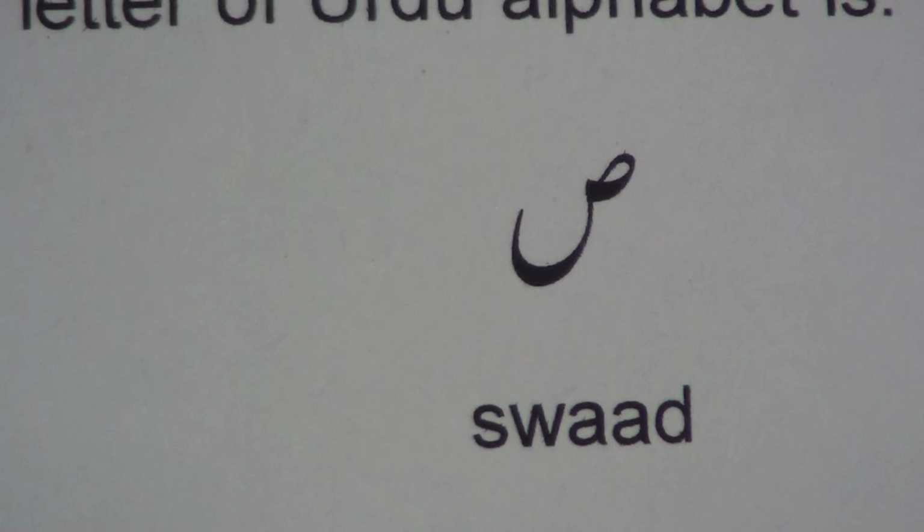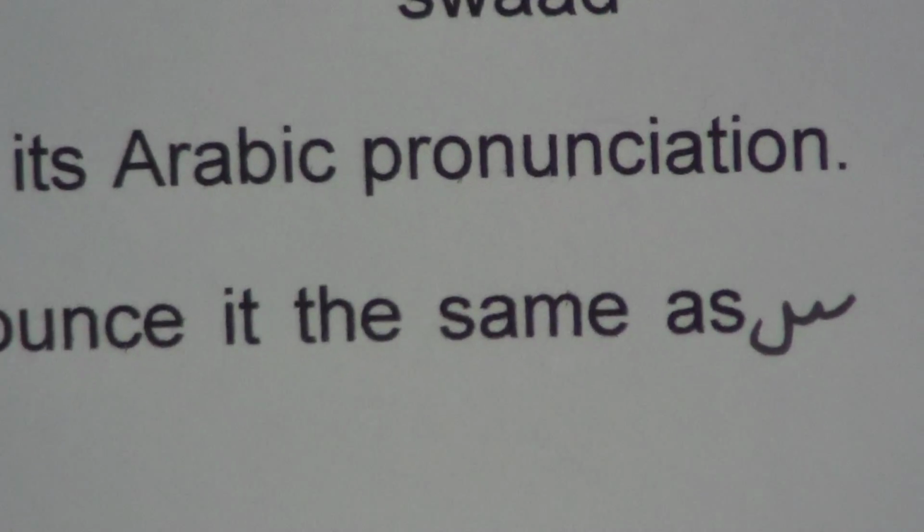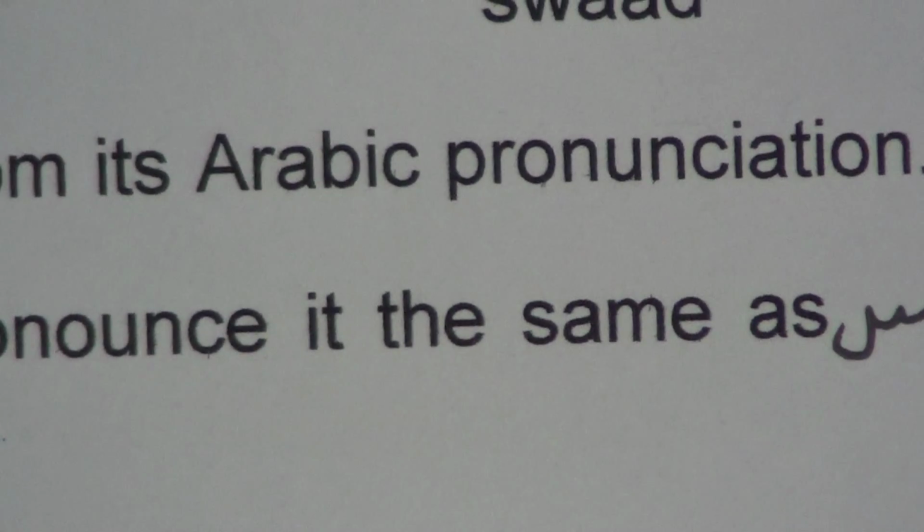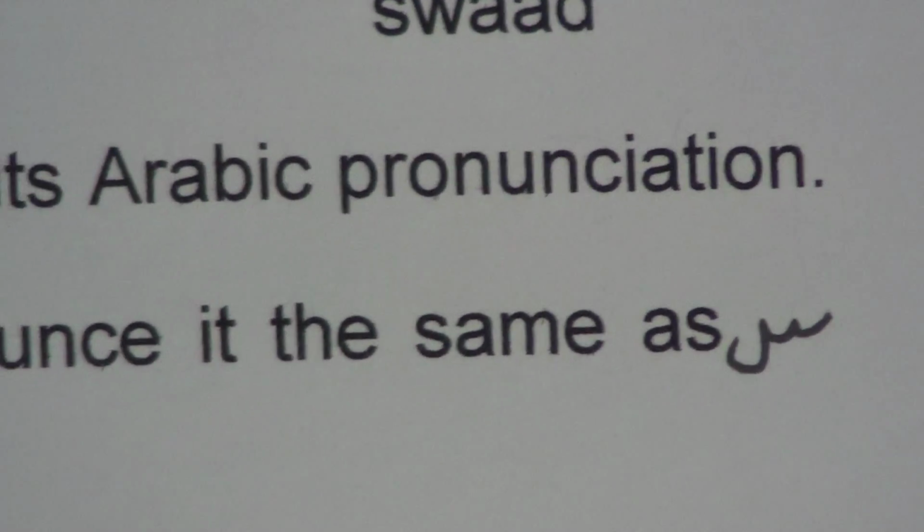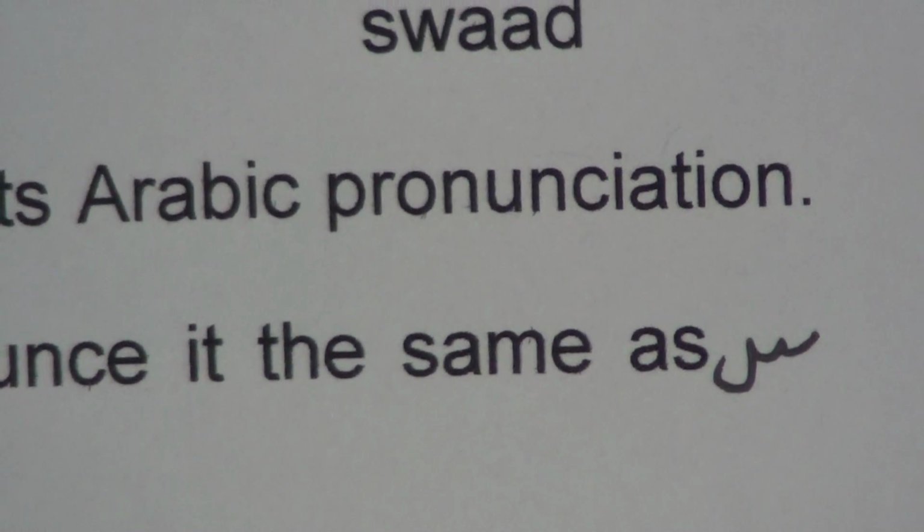The 19th letter of the Urdu alphabet is Swad. It is used in Arabic words. In Arabic, the pronunciation of Swad is different, but most Urdu speakers pronounce it as Seen. So Urdu speakers don't differentiate between Swad and Seen.